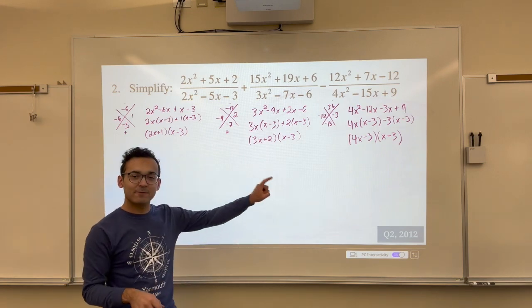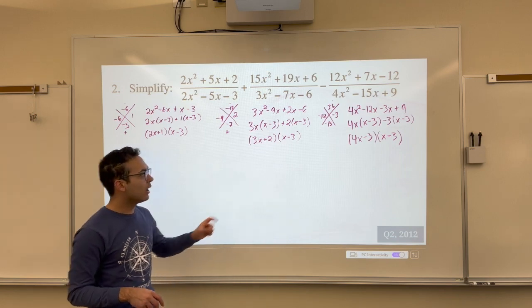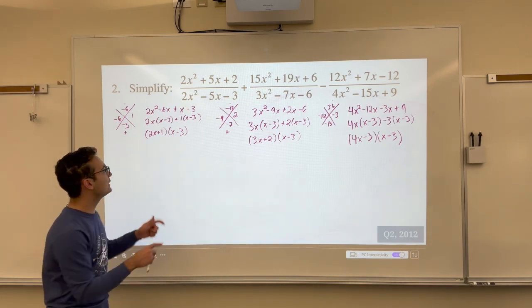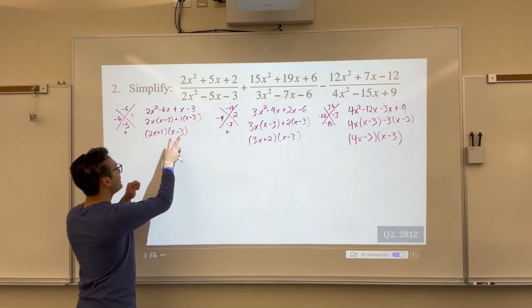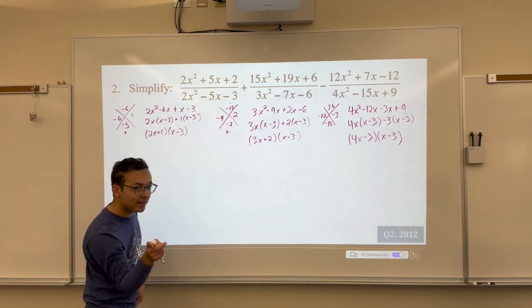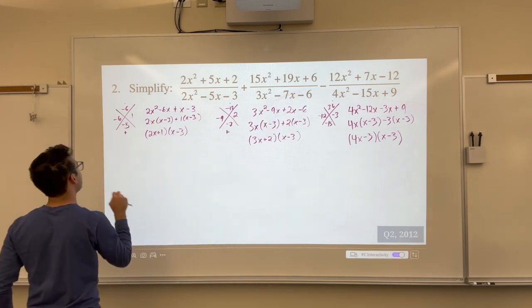And given that this is a 4-pointer, that's probably not what MAML intended us to do. So it would be convenient if we could get rid of these extraneous factors and just keep the x minus 3's, and we can if we factor the numerators. So let's go ahead and now factor the numerators.